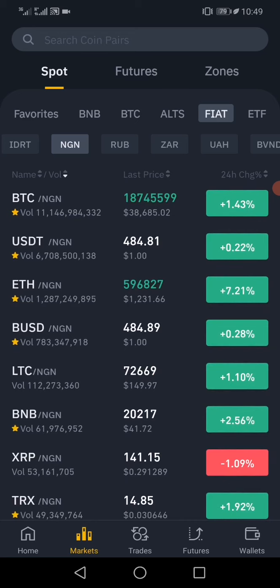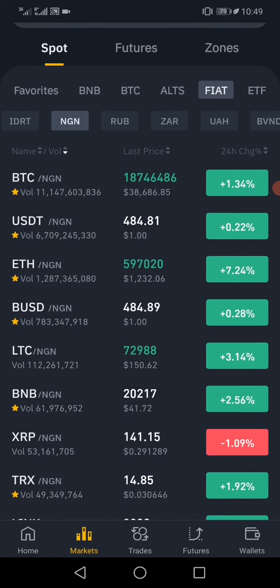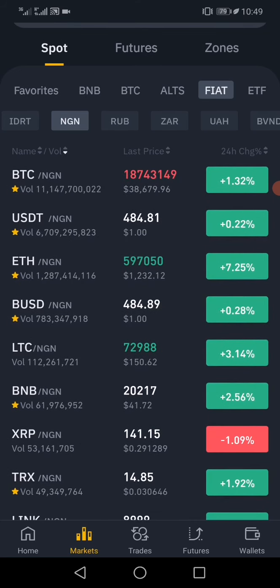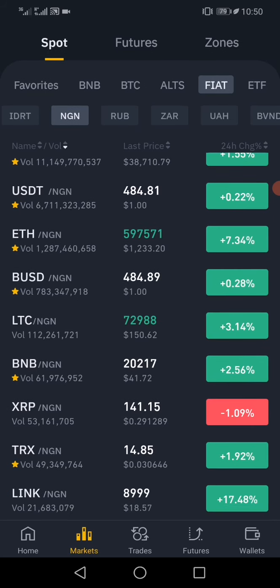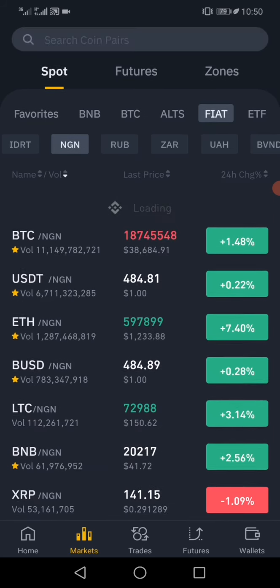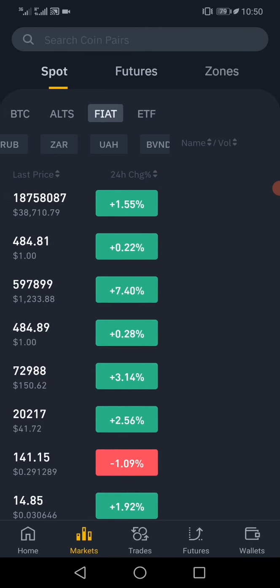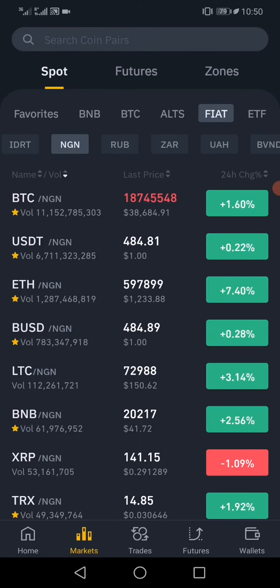So we have the BTC against the Nigerian Naira, the USDT against the Nigerian Naira, the Ethereum, Binance USD, the Litecoin, the BNB, the Ripple, Tron, and then the Chainlink. So you can trade all those coins against the Nigerian Naira on the Binance app. So without further ado, I want to move to the next thing.